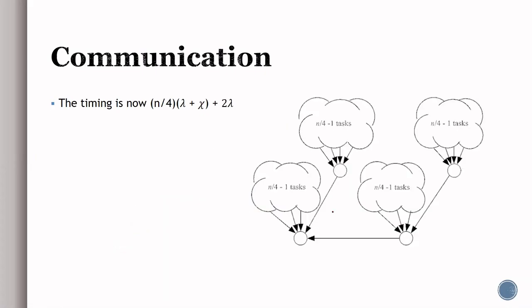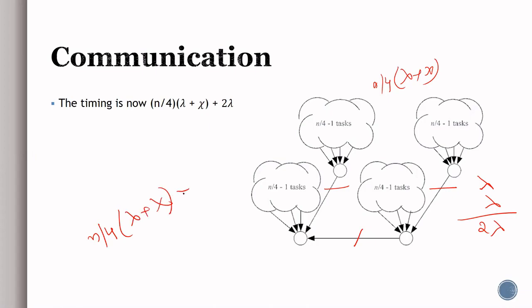Beforehand, it would have been 4 steps of n by 4 minus 1 tasks executing in parallel. So here the time taken will be n by 4 into lambda plus chi for each one. And there will be 2 lambdas. Why? This will happen concurrently, so it will happen in lambda time. And again, this communication needs one more lambda. That means 2 lambda. Finally, the total time taken is n by 4 into lambda plus chi plus 2 lambda.